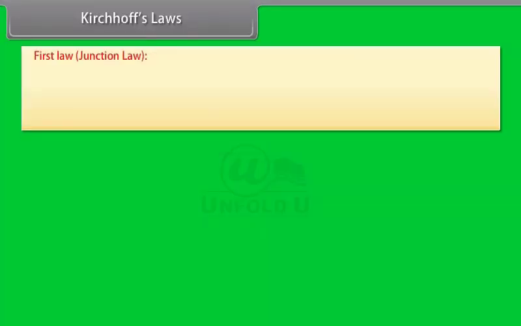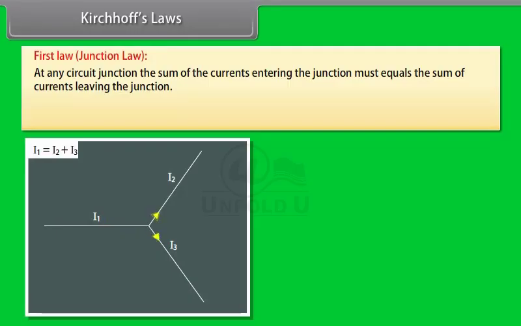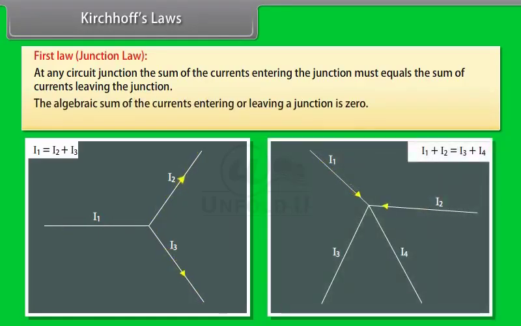Kirchhoff's laws. The first law states that at any circuit junction, the sum of the currents entering the junction must equal the sum of currents leaving the junction. The algebraic sum of the currents entering or leaving a junction is 0. Summation of I is equal to 0.